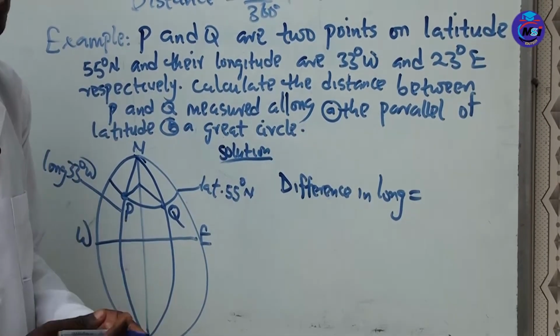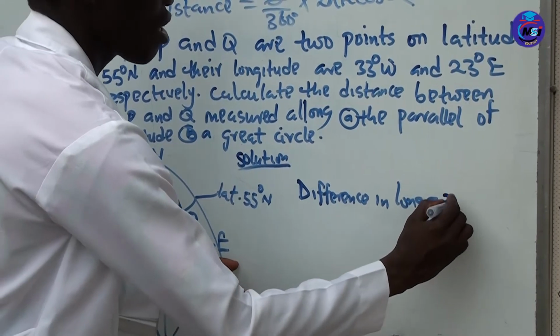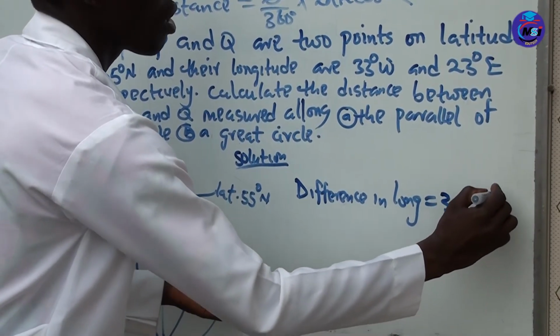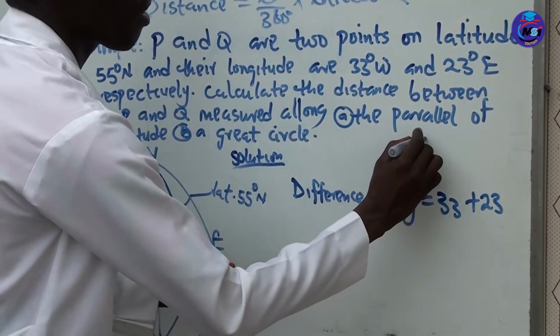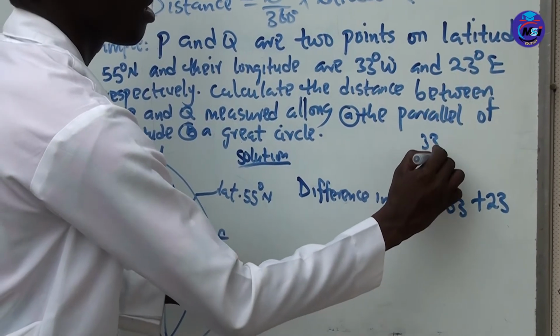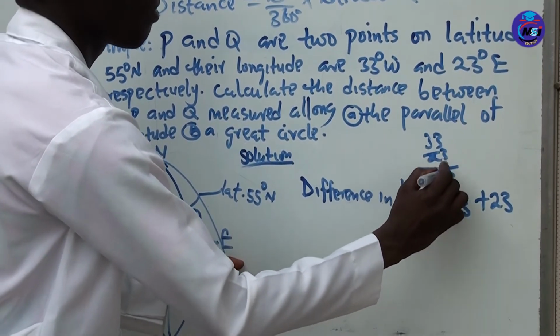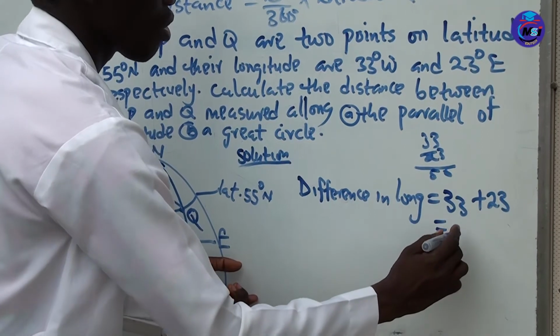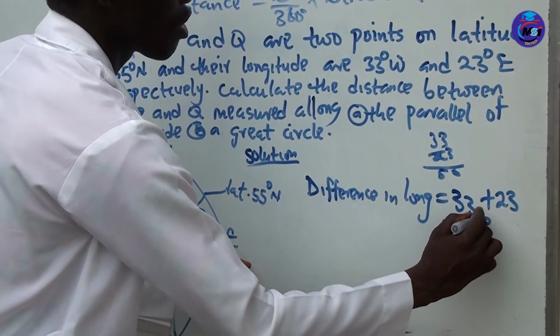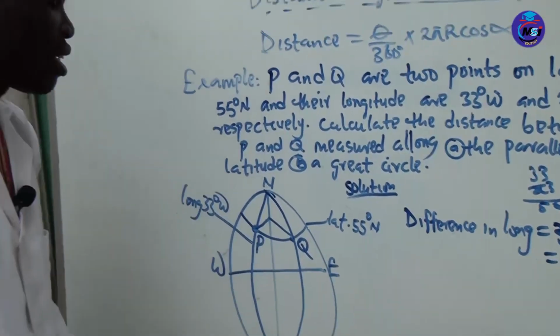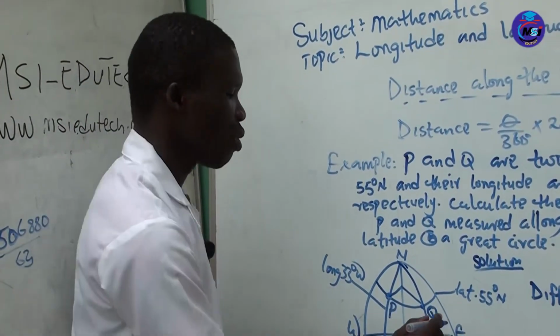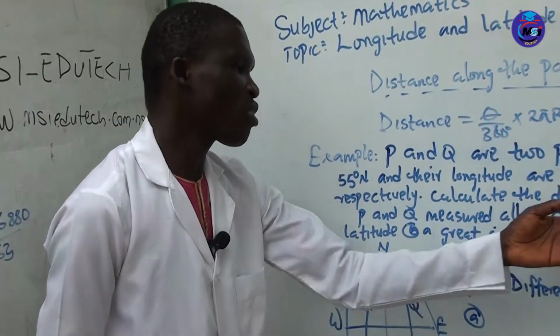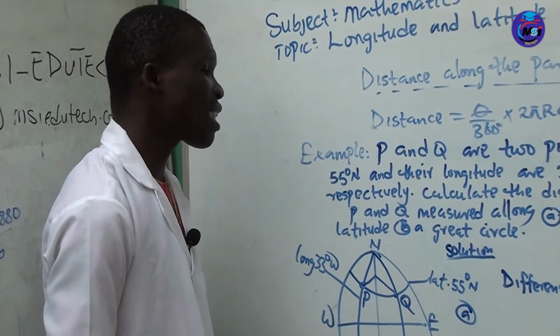So you are going to add. You are going to have 33 plus 23. Okay, 33, 23. It will give us 56. So this will give us 56 degrees. Now the next thing to do, which is A part, want to find the distance along the parallel.